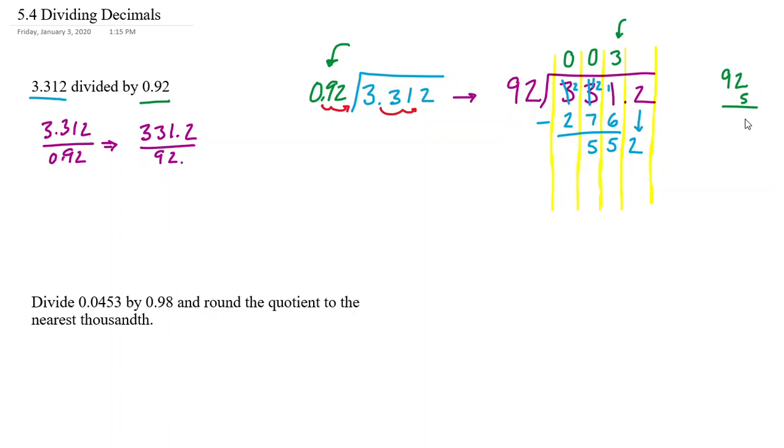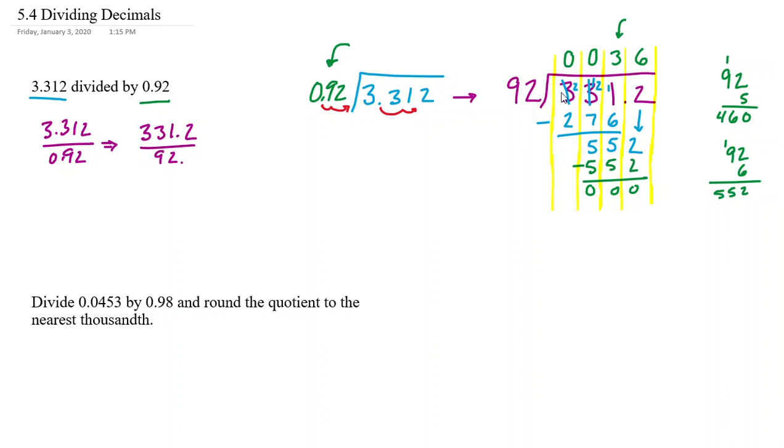Let's multiply that. 5 times 2 is 10. 5 times 9 is 45. Plus 1 is 46. 460. But 460 is quite a bit smaller than 552. So I'm wondering if 92 goes into 552 6 times. So I'll try it. 6 times 2 is 12. Carry the 1. 6 times 9 is 54. Plus 1 is 55. Oh my goodness. It goes in exactly 6 times. 552. And so when we subtract here, we're going to get 0.